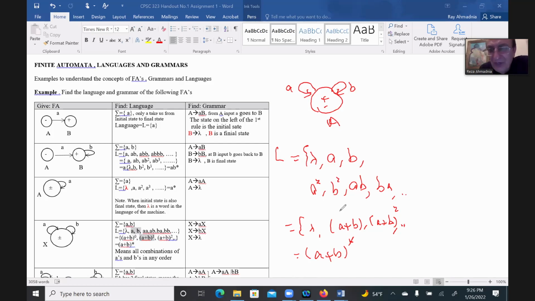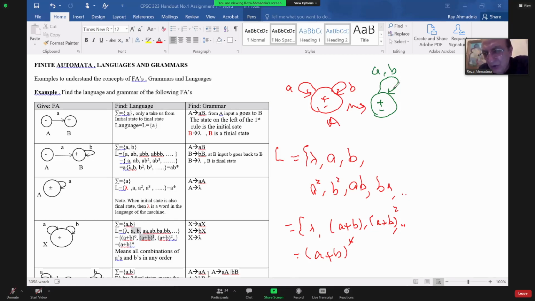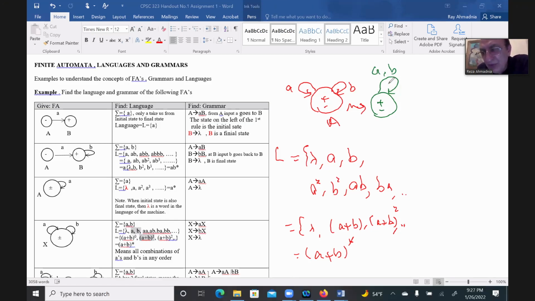Okay, now look at this one here. I can draw it like this, with initial and final. Instead of two loops, I can have only one loop. Label it A or B. It means every time you go through this loop, it's up to you: you can choose A or you can choose B. Got it? Yes, Professor. This is A or B star.